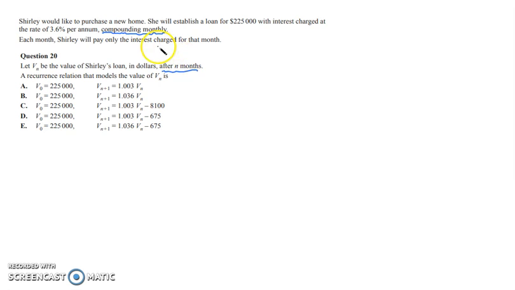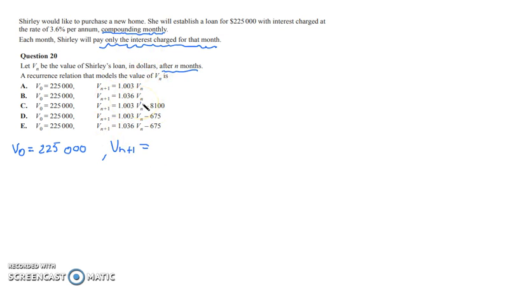The next thing is that she will pay only the interest charged for that month. Another name for this is an interest-only loan, so we need to be looking at interest only. Let's start with the information provided. We are establishing a loan of $225,000, so V0 is $225,000. Our formula is going to be Vn+1 equals, and we now need to calculate the various parts of this formula.